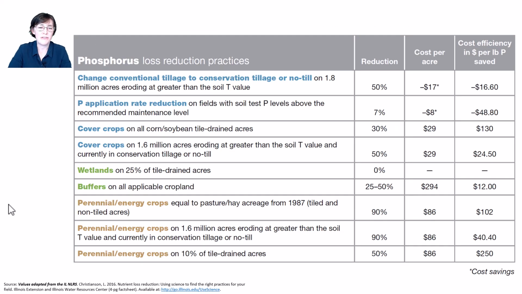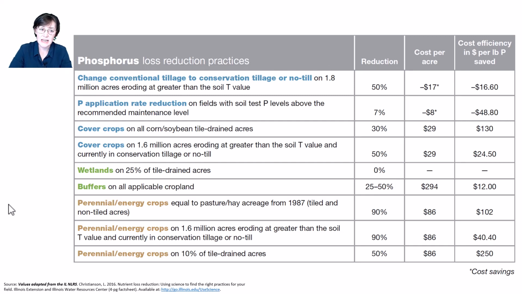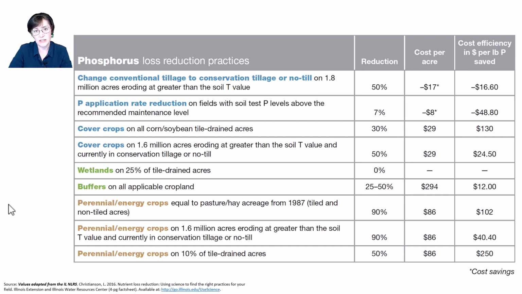Here's a similar table for phosphorus from the Illinois nutrient strategy. We see about 0 to 50% for the in-field and edge of field practices, and again, those land use change practices are really consistently effective for reducing phosphorus loss.